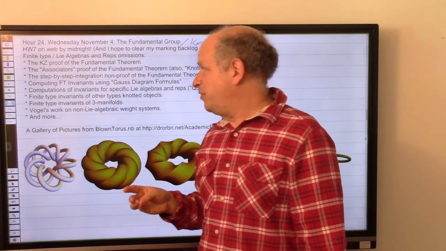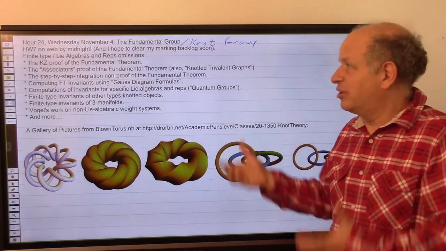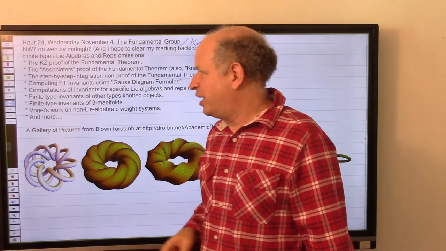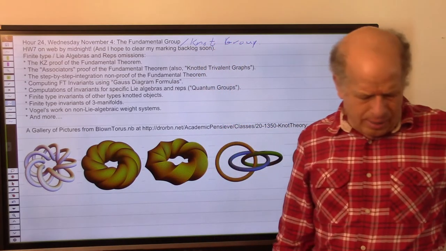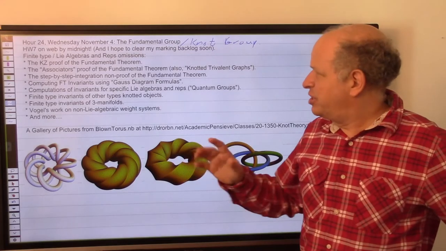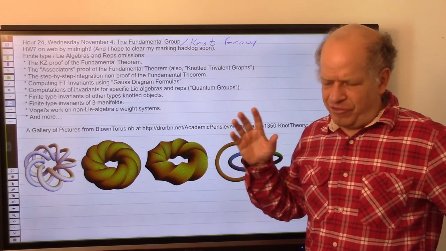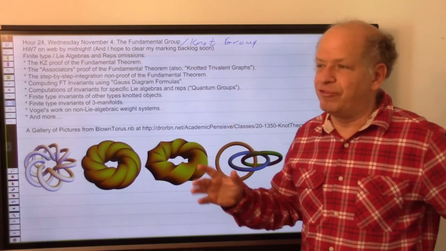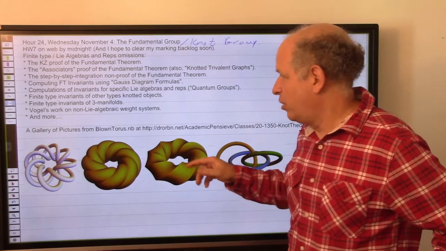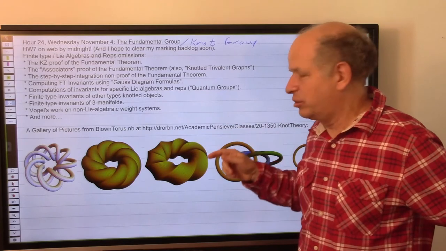There is finite type invariance of three manifolds. I think I mentioned it briefly, but again, we didn't talk about this. And finally, one before finally. So maybe I should have said that. There are two conjectures that I failed to mention and that I should have mentioned. So maybe I'll do that right now, before moving on to the knot group.